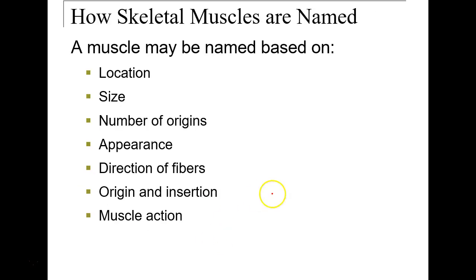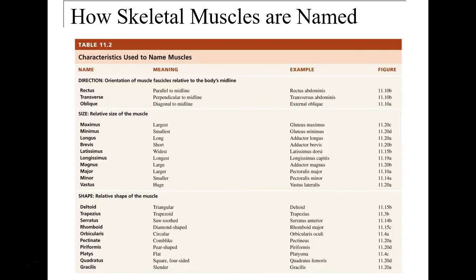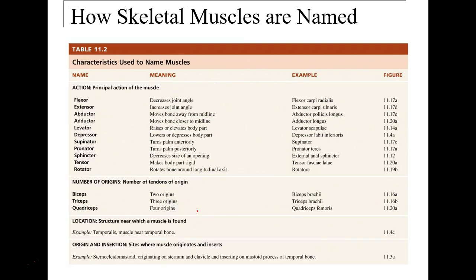Okay, muscles can be named for many different reasons: location, size, direction of fibers, the action of the muscle. Here's a large table explaining how we can name all of those. So maximus, largest. We got minor is smaller, deltoid, triangular. And then we'll see some of these throughout. And then, of course, the action.